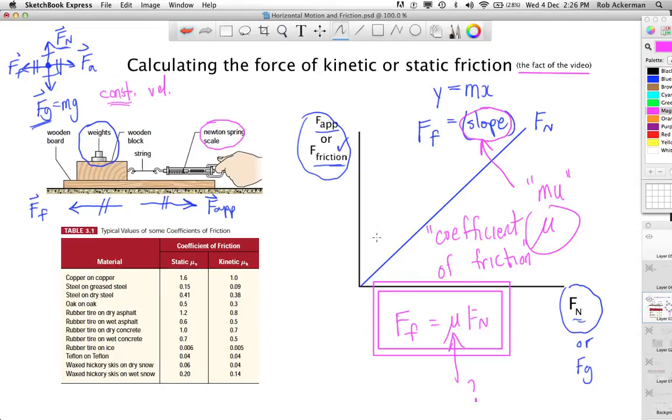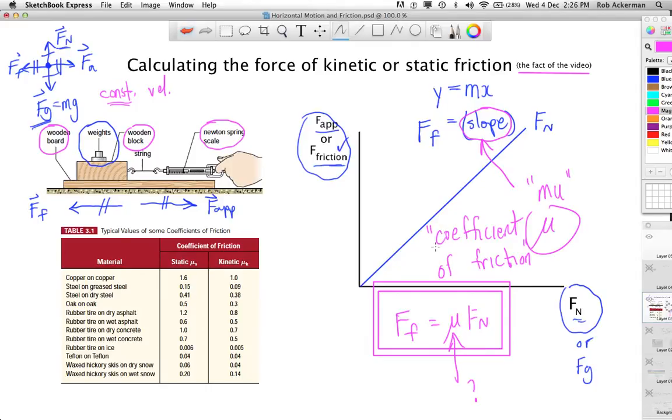Well, you get it from doing a lab where you pull objects across a surface. You try many different objects, and what you find is that the mu value changes depending on what objects are in contact. Like if it's a wooden board in contact with a wooden block, you get some value of mu because the friction forces and the normal forces give you a certain slant on that graph.